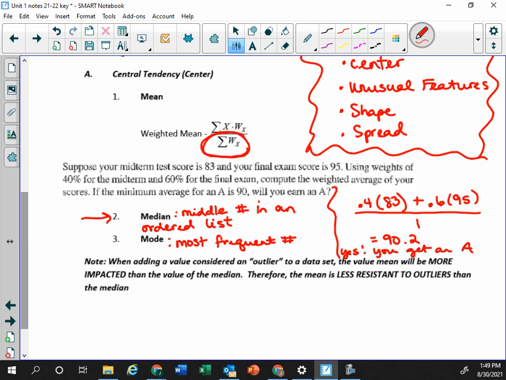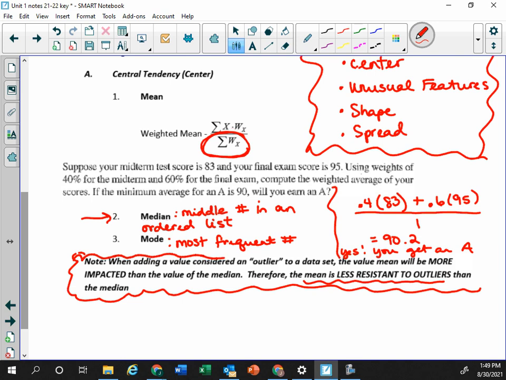All right, and then what I've written down below that, when you add a value considered an outlier, so something that's far away from the rest of your values, the mean is going to be more impacted than the value of the median. So the mean is less resistant to outliers. Like, this whole little paragraph is pretty important to understand, and I'll draw it out for you with some numbers here. But understanding the difference between mean and median and how those get impacted by either adding another value or taking a value away.